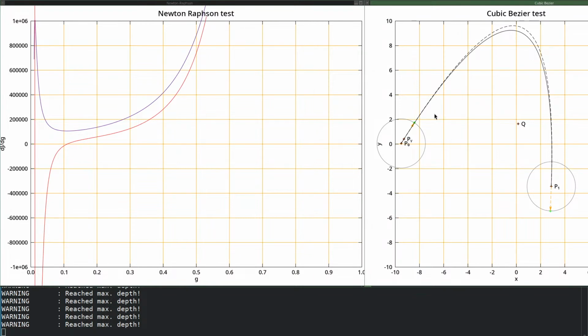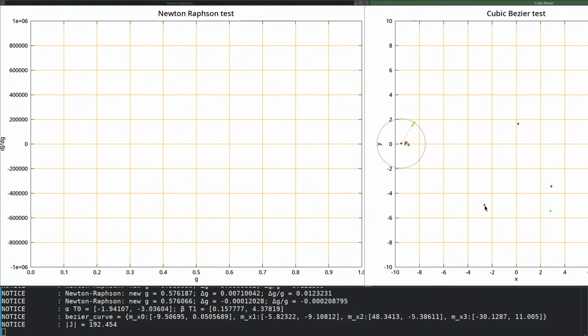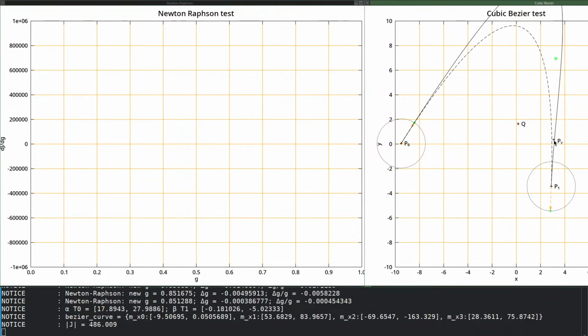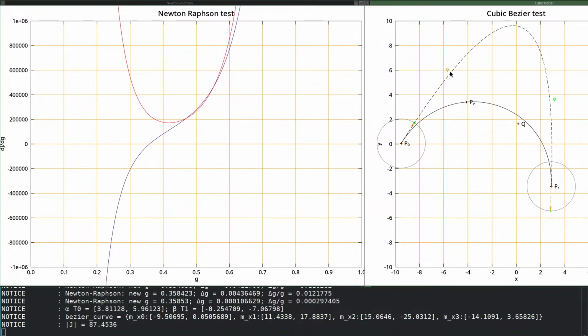But hey, we have a backup plan for that. This is just the first step. It seems to totally work. These are the control points of the Bezier curve, by the way.